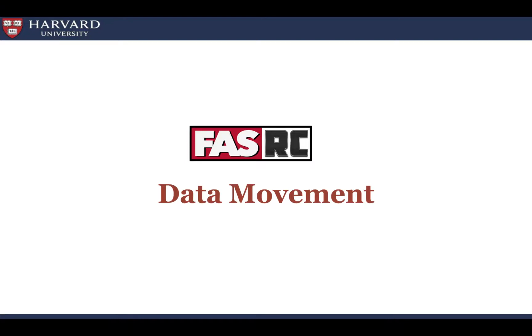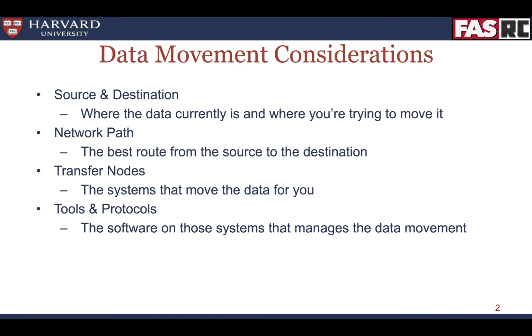Hello everyone. In this presentation, we will talk about data movement in the context of the FAS Research Computing Cluster. When moving data onto, off of, or within the FASRC cluster, there are many factors involved in achieving the most efficient transfer. Some of these factors will need to be considered concurrently as they depend on each other, but we will focus on them one at a time at first. Later, we will go over some specific examples so that we can understand how they work together.